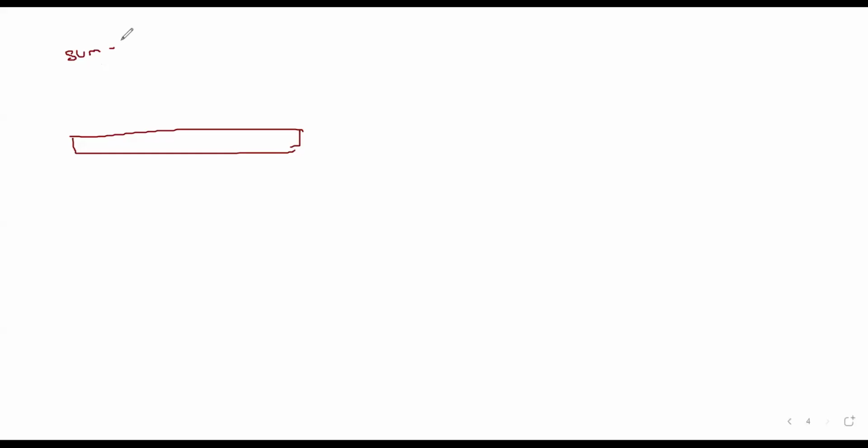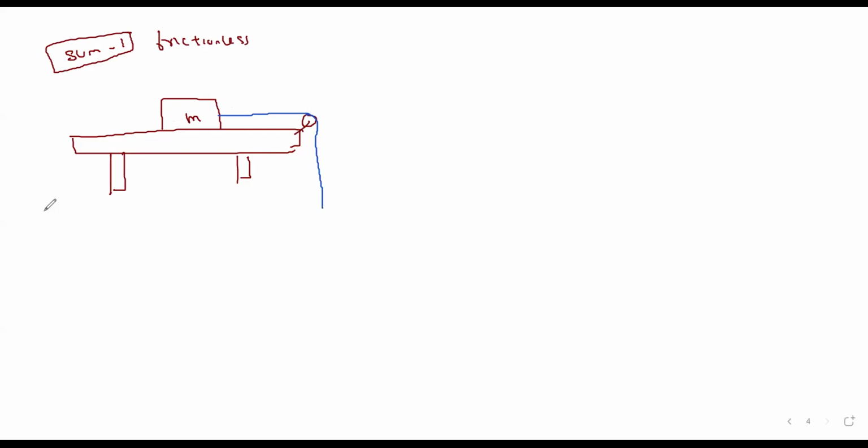So you can do one connected mass system. It is a bench, and an object of mass m is here. Assume it is frictionless. The pulley is there, and a rope is connected, and the rope is connected with another mass. Assume this mass is 2 kg and this mass is 4 kg. The question is to find tension and acceleration.